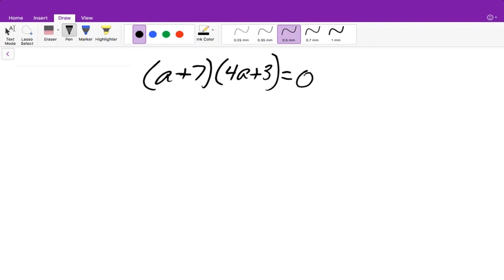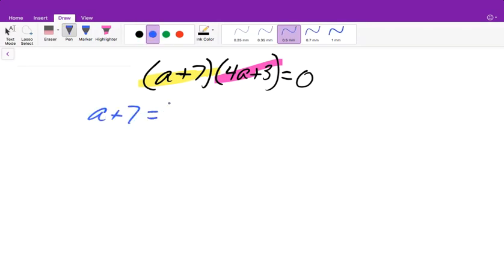All right, so for this problem, it was a really, really easy one. All I wanted you to do is think about if we're multiplying two numbers that equal 0, then we need to go ahead and set our two factors equal to 0, because the only way two numbers can multiply and be 0 is if one of them is 0.